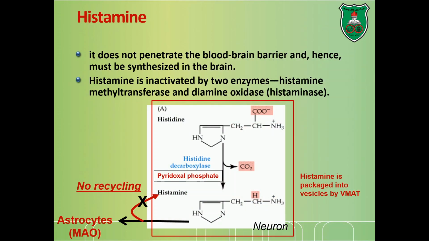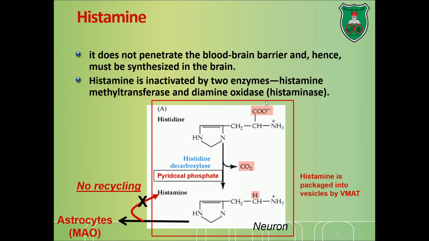Histamine, another small molecule neurotransmitter, does not penetrate the blood-brain barrier. It has to be synthesized in the brain, and it can be synthesized from histidine by the enzyme histidine decarboxylase. Again, it's a decarboxylase enzyme. It requires pyridoxal phosphate. So you have the formation of histamine, which can then be packaged into vesicles via the same mechanism as the monoamine neurotransmitters.